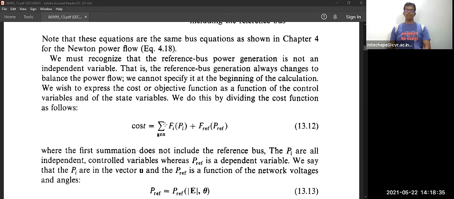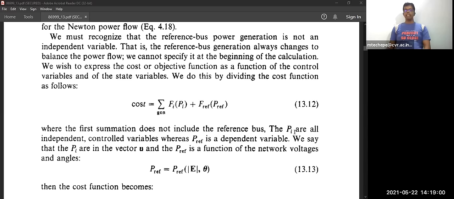That is, cost function is equal to sigma over all generation Fi of Pi plus F reference of P reference. So all the generation as well as reference cost are added. The first summation does not include the reference bus. The Pi are all independent control variables, whereas P reference is a dependent variable.